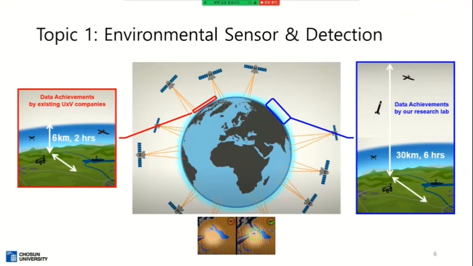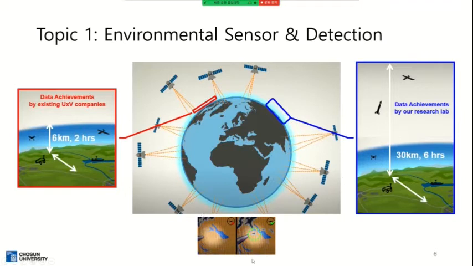So what we are trying to do is cover the undetectable area between the satellite, which hovers at over 150 kilometer altitude, and the traditional UAV companies. We are targeting to make our system fly at around 30 kilometer altitude, and the UAV can fly about 6 hours.